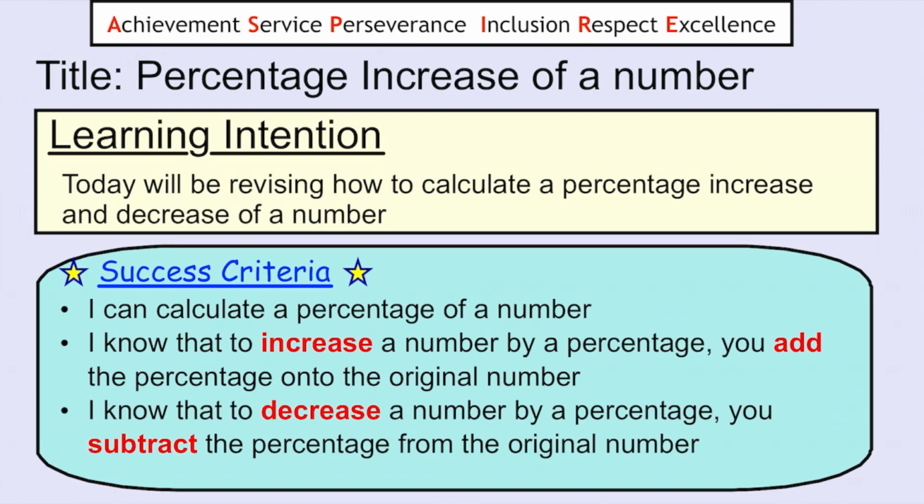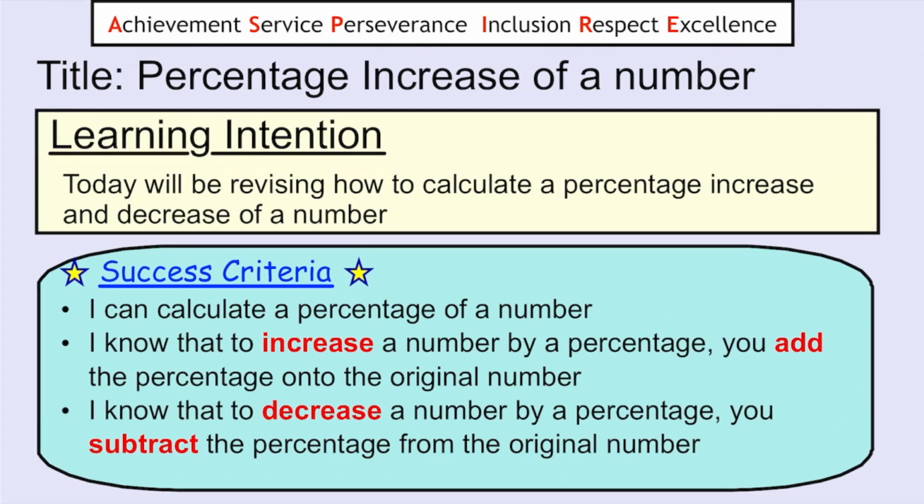And then we're going to make sure that we know how to increase a number by percentage. And when we're increasing a number by percentage, you're adding the percentage that you've just calculated onto the original number. In the case where you're decreasing a number by a percentage, you're going to subtract the number that you've just calculated from the original number. So let's see what that looks like.